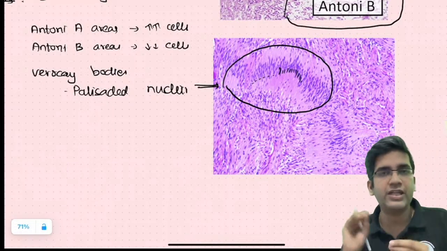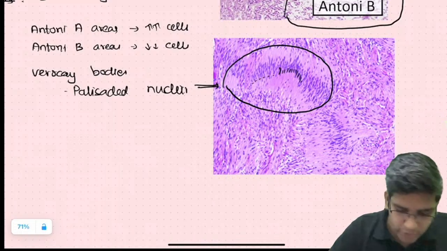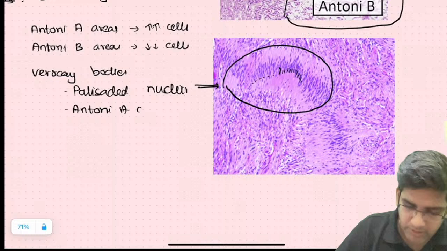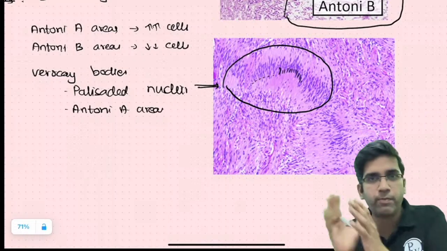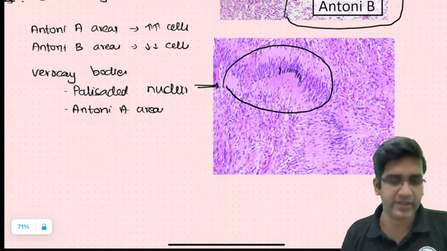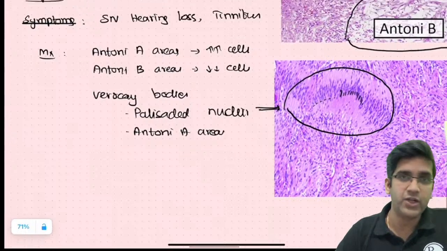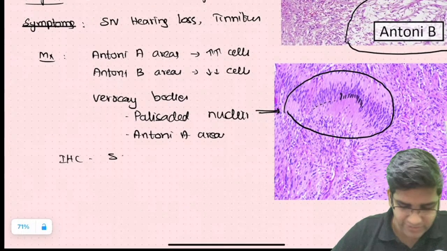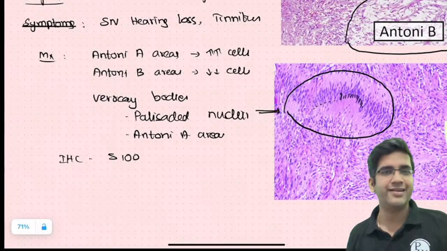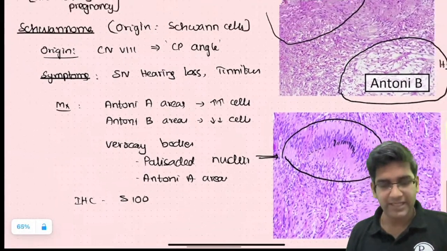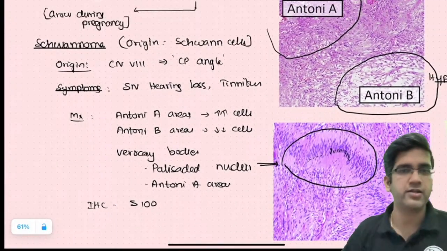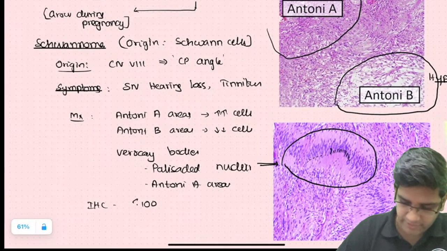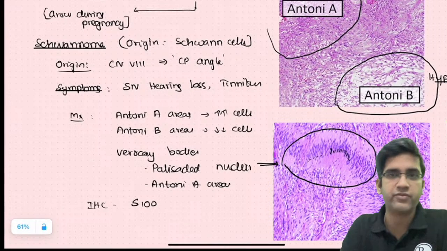This can be seen only when the cells are more. So obviously Verocay body is seen in Antoni A areas. Only when the cells are more can I have more palisaded nuclei. So it will be seen in Antoni A areas. That's a very, very classical finding of schwannoma. One marker, if you can remember IHC, remember, otherwise ignore. It's not been asked till now. S100 is a marker for schwannoma. S for schwannoma, maybe 100. Actually the name 100 is due to the molecular weight. If you can remember it, it'll be great. Fine. S100 is the marker for schwannoma.